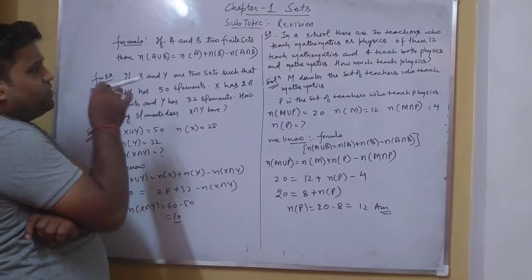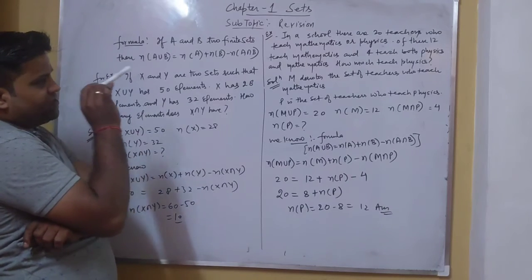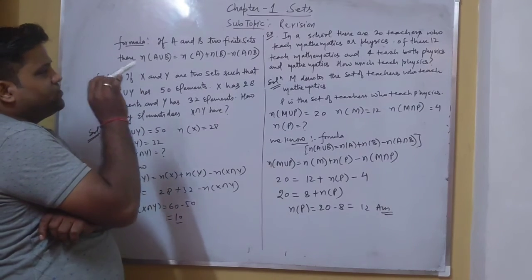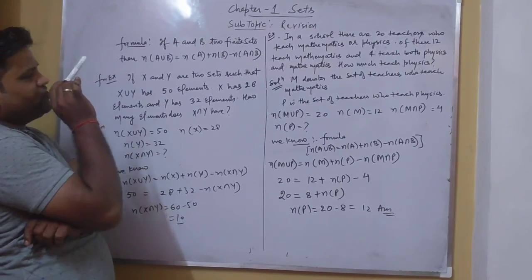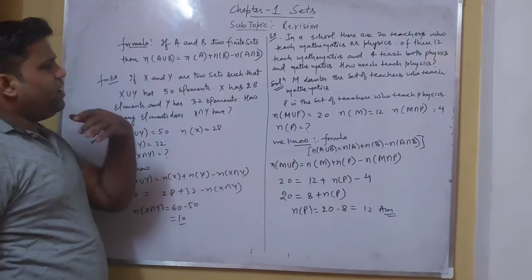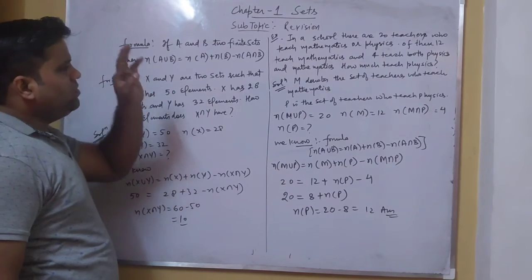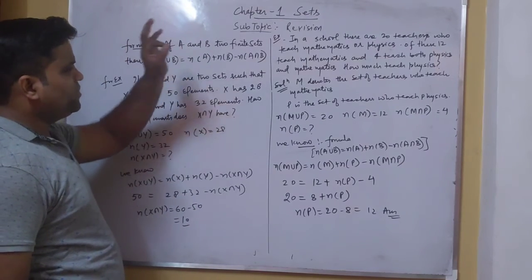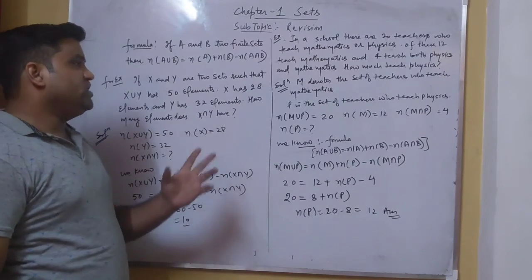Now here we have another example. In a school there are 20 teachers who teach mathematics or physics. Of these, 12 teach mathematics and 4 teach both physics and mathematics. How many teach physics? In the question it is given that there are 20 teachers in a school who teach mathematics or physics, of these 12 teach mathematics, and 4 teachers teach both physics and mathematics. We have to find out how many teachers in the school teach physics.